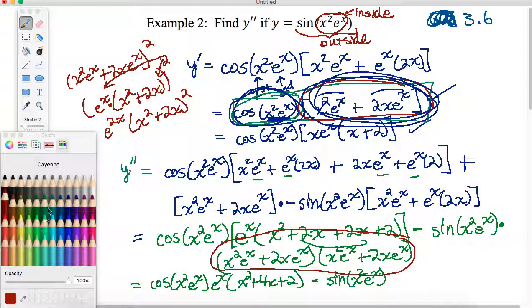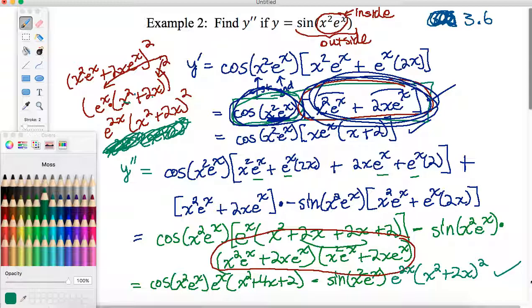So this last expression down here can be written as e to the 2x times x squared plus 2x squared. And now that I actually see it, I could have factored out an x as well. And so that would have been x squared e to the 2x times x plus 2 quantity squared. But that is okay. All right? But that is your chain rule.